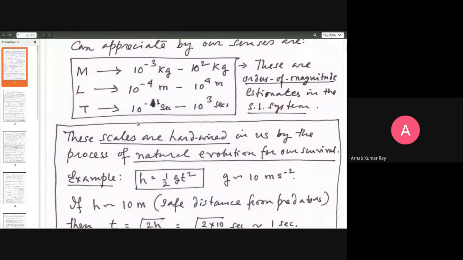Now go to the other end. Has nature designed you to appreciate phenomena happening on, let us say, geological time scales, which happen on a scale of millions of years? Of course not. Has nature designed you to appreciate phenomena that will happen on a time scale of, let us say, 100 years or 1,000 years? Of course not. At most, you'd be able to understand the difference.